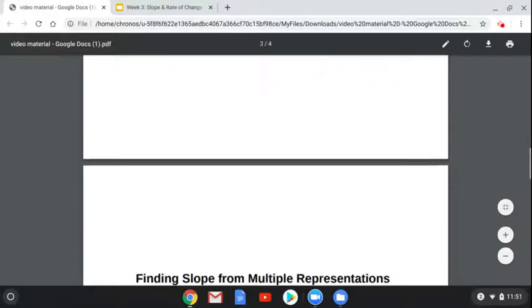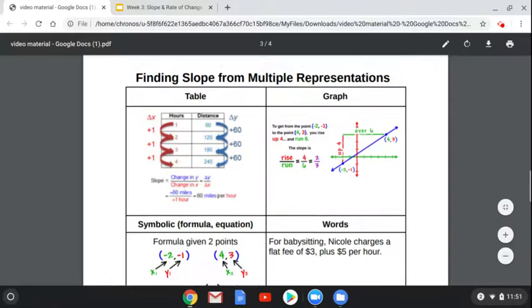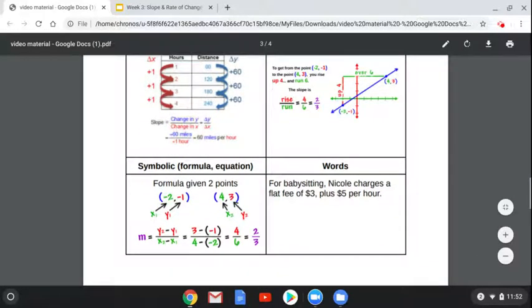You're also going to look at finding the slope from different representations this week. So from a table where you're looking for a constant rate of change, and from a graph where you are calculating the rise over run or the slope. You'll also look at it symbolically. This week, you're going to look at the slope formula when you're given 2 points, how you can calculate the slope. And you could also look at it in words, which we'll be looking at next week.